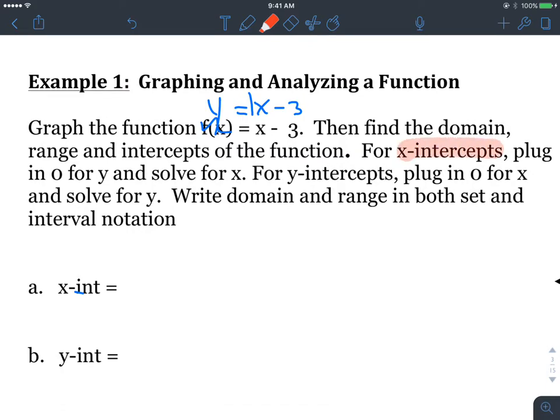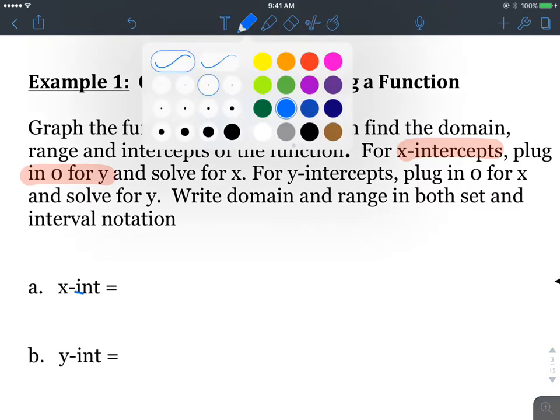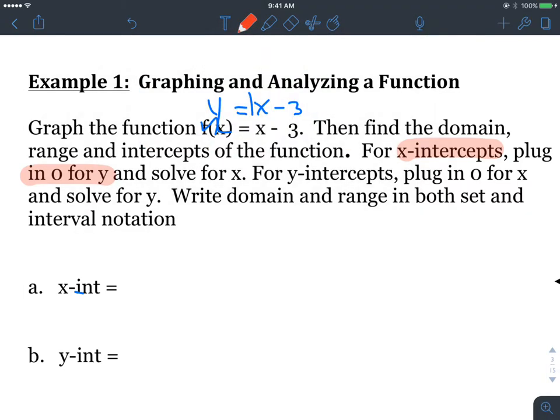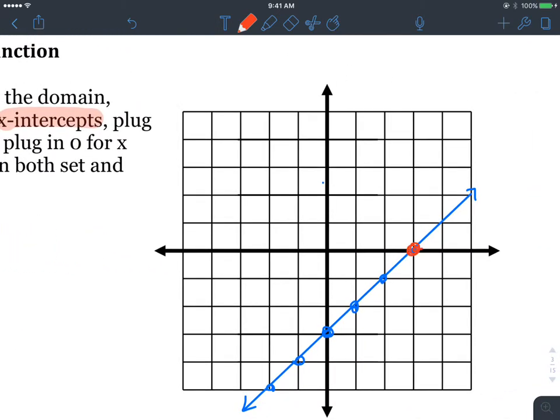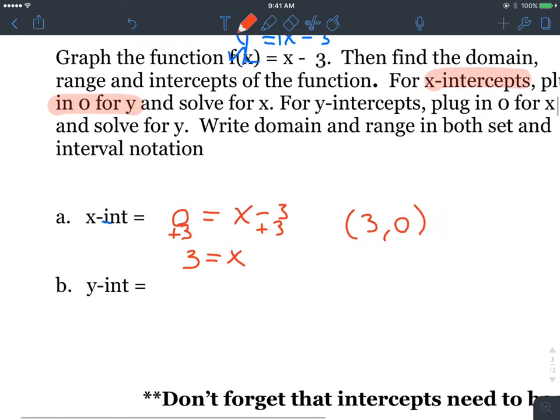So for x-intercepts, plug in 0 for y. Let's do that here. We'll even color code it. X-intercepts, plug in 0 for y. So we're going to go 0 equals x minus 3. And then you're going to solve for x. You get x by itself, so x equals 3. Then we're going to write it as an ordered pair: 3 comma 0. Notice if we go back to our picture, we see 3 comma 0 right there. And that's your x-intercept.